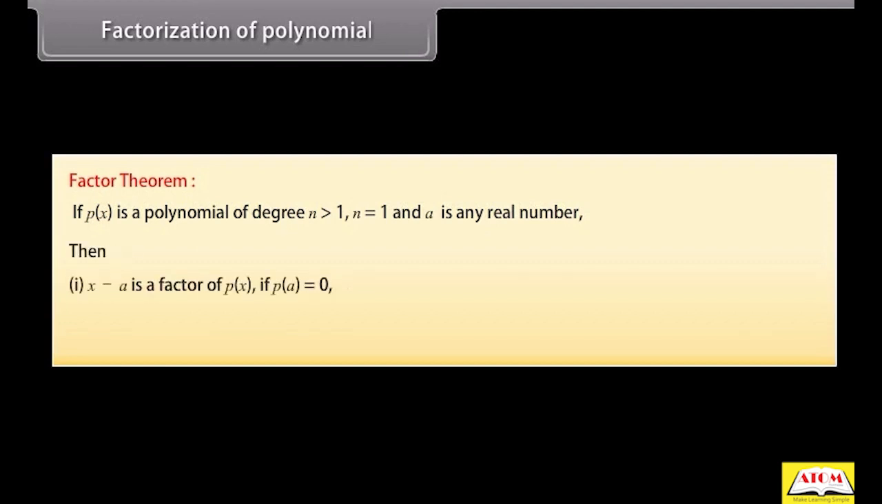Factorization of polynomial. Factor theorem. If P(x) is a polynomial of degree n greater than or equal to 1, and a is any real number, then 1, x - a is a factor of P(x) if P(a) = 0, and 2, P(a) = 0 if x - a is a factor of P(x).